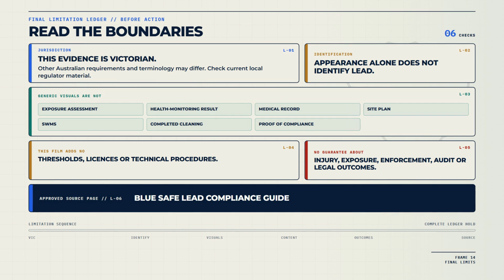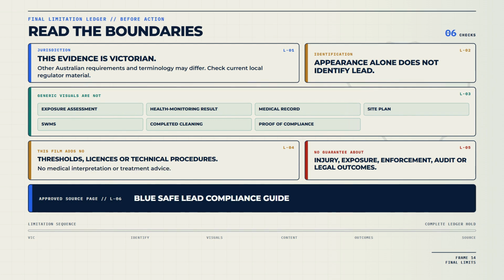Appearance alone does not identify lead. Generic visuals are not an exposure assessment, health monitoring result, medical record, site plan, SWMS, completed cleaning or proof of compliance. This film adds no thresholds, licenses, technical procedures, medical interpretation or treatment advice, and gives no guarantee about injury, exposure, enforcement, audit or legal outcomes.